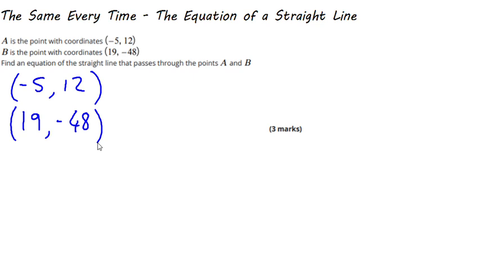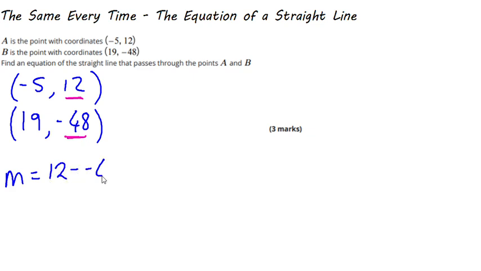Our first move with any question like this, always the same, is to find the gradient. Now notice that I've written my coordinates in a particular way, one set of coordinates above the other one. That's so that I don't go wrong and I do everything in the right order, the right way around. So gradient, change in y divided by change in x. So this minus this.